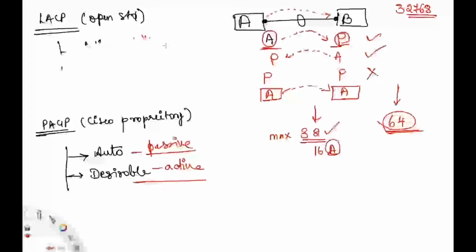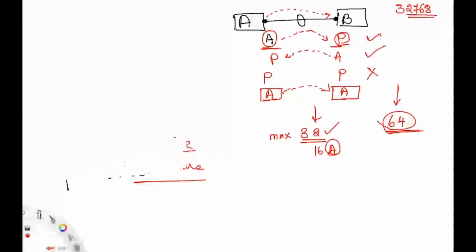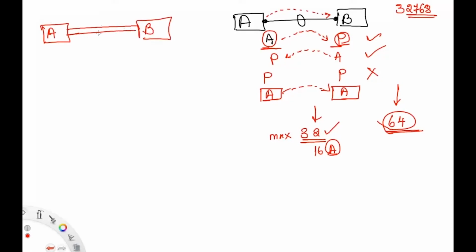One more thing: with respect to the configurations, I'm only talking about LACP. Assume I have two devices A and B, and I want to configure a port channel between them. E1/1 and 1/2 on this side, and the same on this side, 1/1 and 1/2. Port channel 1, and on this port channel I want to allow VLANs 10, 20, 30.